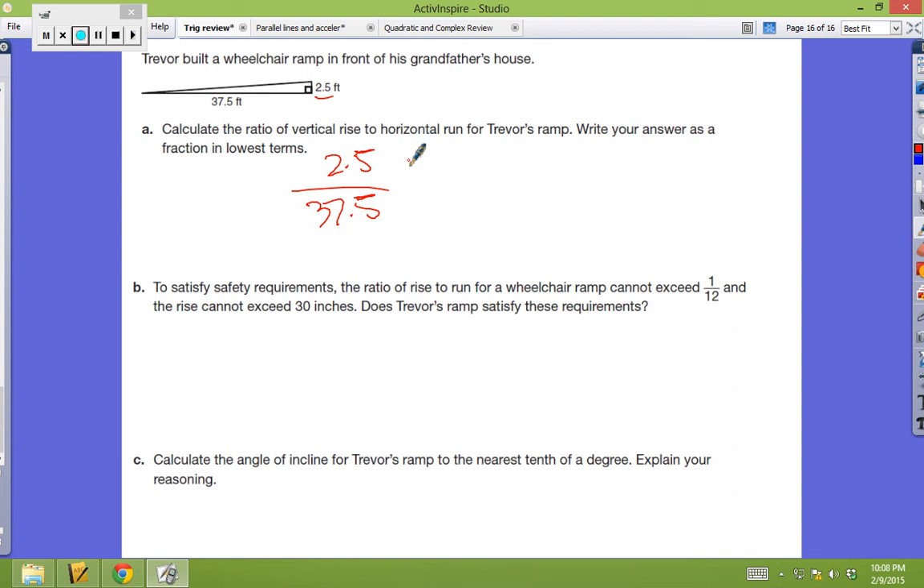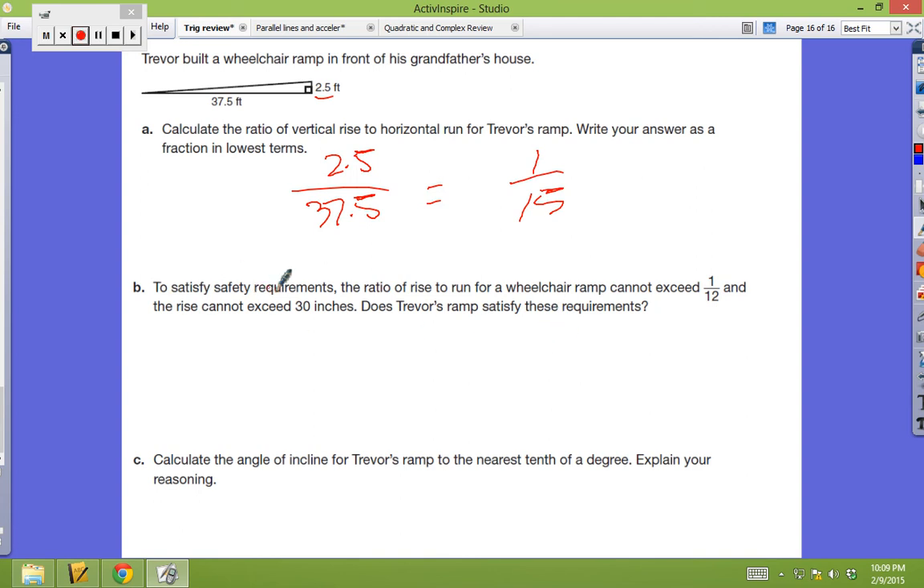So if I just type that in on my calculator, it'll simplify it for you. So 2.5 on top, 37.5 on bottom. Oh, it gave me a decimal. So I want to convert that decimal to a fraction. And that fraction is the same thing as 1/15. 1 to 15.